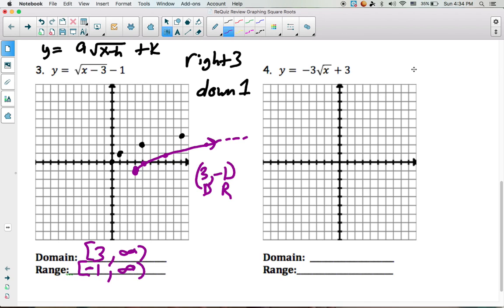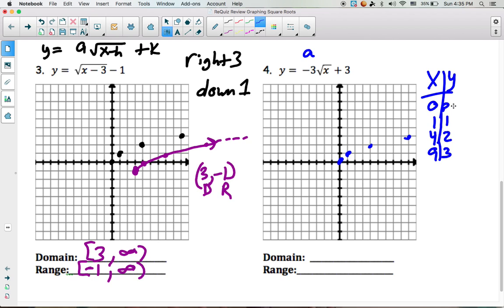Question number 4, we have y equals negative 3 times the square root of x plus 3. So we're going to start with the parent function again. (0, 0), (1, 1), (4, 2), (9, 3). Now in this situation we have a number right here in front. This is an a value that will either stretch or shrink the graph. So to perform a stretch we need our table. So we have (0, 0), (1, 1), (4, 2), and (9, 3).